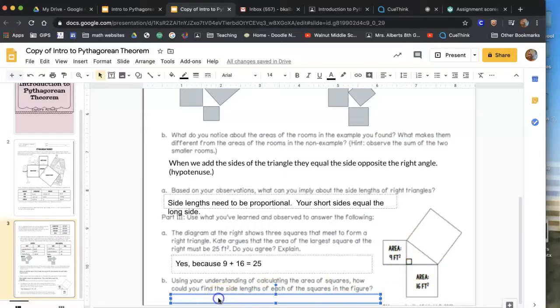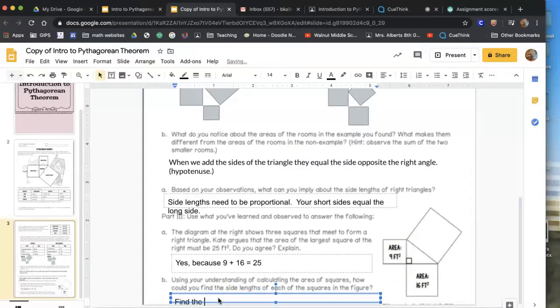So you have to find the root of the area to find the side length. Again, like I said, there were two purposes for this. It was to not only figure out the Pythagorean theorem, or start to understand the Pythagorean theorem, but also how to use some of your tools in slides.